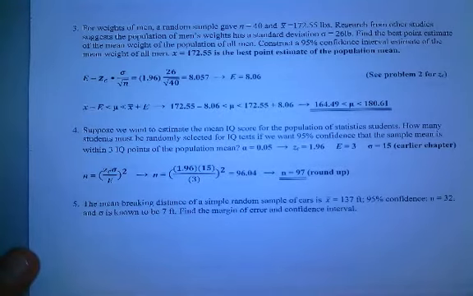All right. Let's look at a second example of finding our confidence interval. The mean braking distance of a simple random sample of cars is x bar equals 137 feet. So again, x bar, that's the mean of the sample. We want a 95% confidence, n is 32, and sigma is known to be 7 feet. Find the margin of error and the confidence interval.